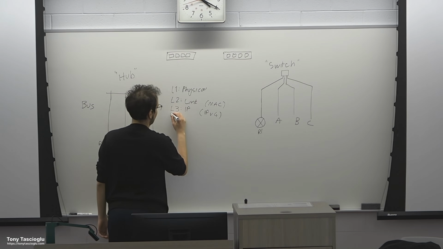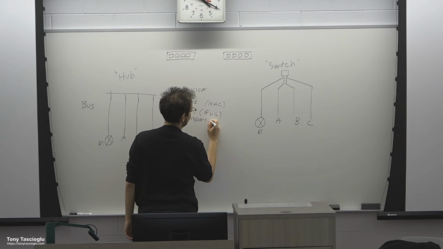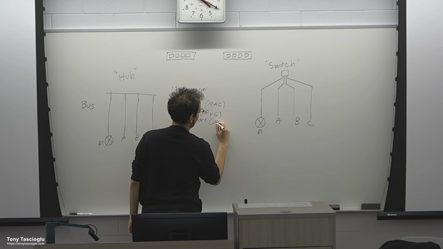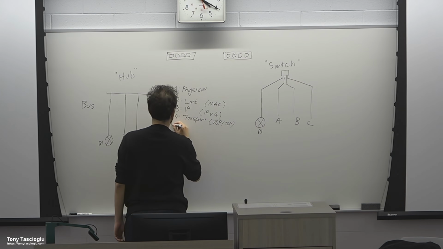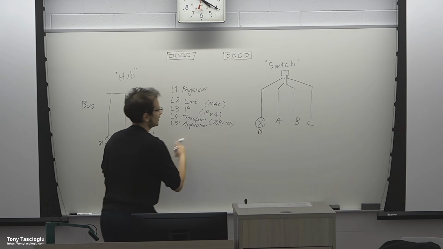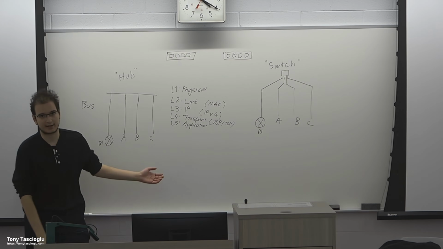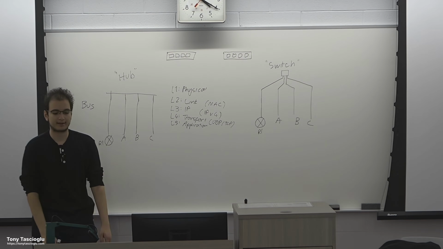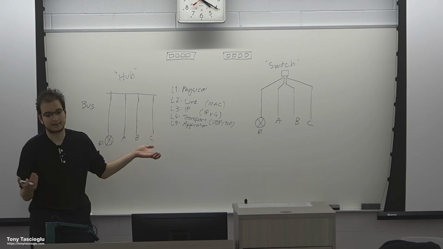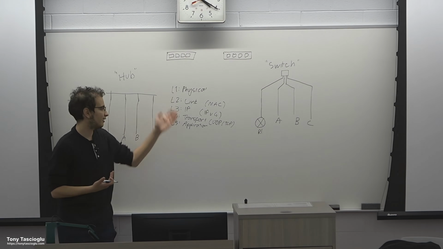And L4 is then the transport, so this will be UDP or TCP. And L5 is application. Okay, well, these are the IP layers. Technically the OSI layers have more of them, but they're basically the same thing, so let's just stick with the simpler example.